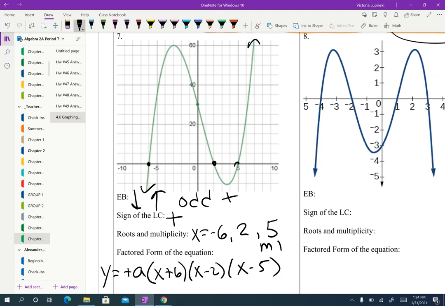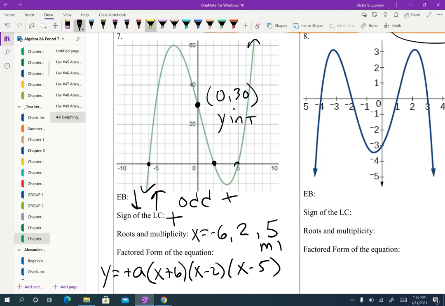The factored form of the equation, so y equals a, negative 6 becomes x plus 6, x minus 2, and x minus 5. Now, as of the previous lesson, that's as far as you would have gone, but now we're actually going to solve for a. Turns out to solve for a, all you need is one additional point on the graph. If at all possible, you should choose the y-intercept because that is the easiest one. So hopefully you notice that the y-intercept is here at the point (0, 30).